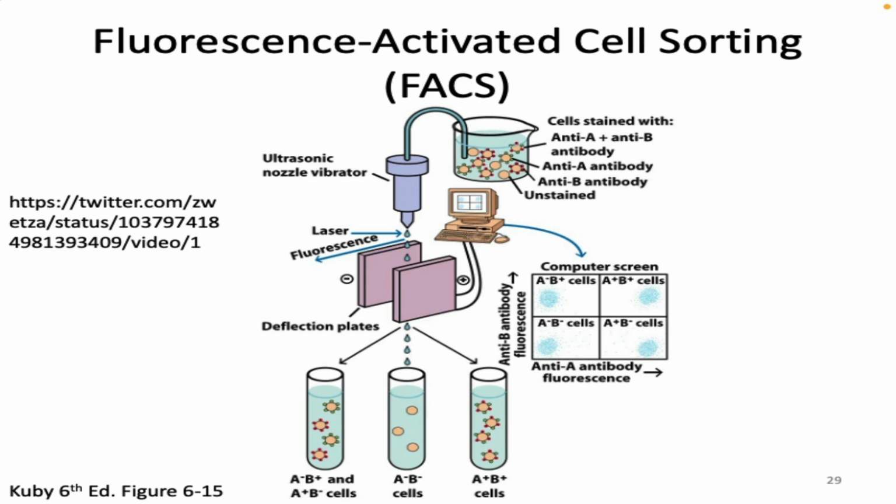This addition onto a machine makes it way crazy expensive. But you can get sorting, and then you can take these cells and go do other experiments with them. And so there are lots of situations where people will sort out particular types of cells from a homogeneous mixture, or from a heterogeneous mixture, using fluorescence activated cell sorting.